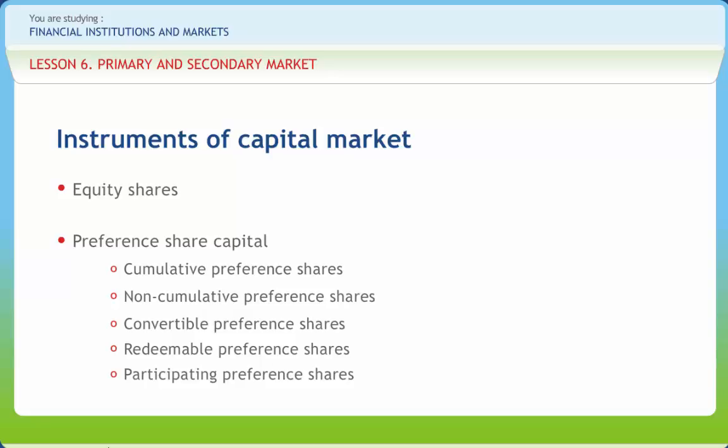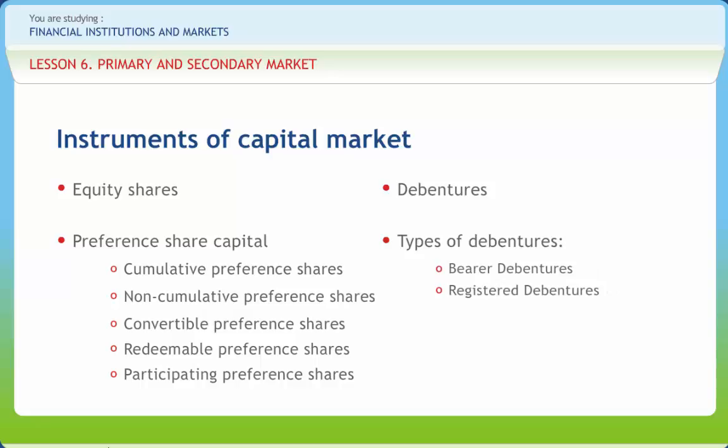In cumulative preference shares, the dividend payable every year becomes a first claim while declaring dividend by the company. Debentures are the debt instruments which are issued by companies to raise long-term debts. Bearer debentures are registered and are payable to the bearer. They are negotiable instruments and are transferable by delivery.